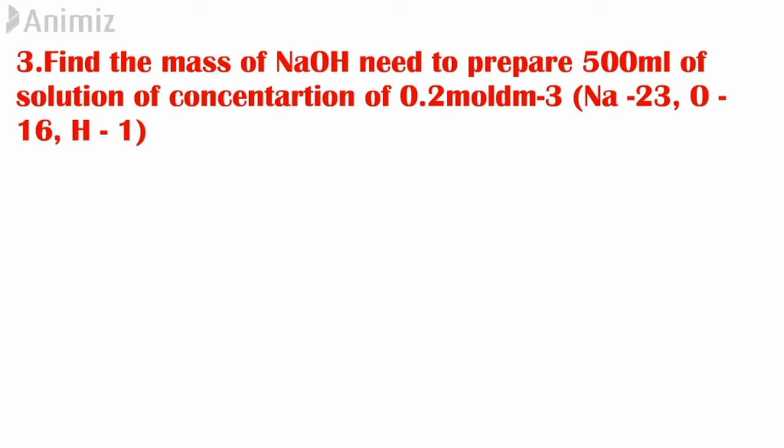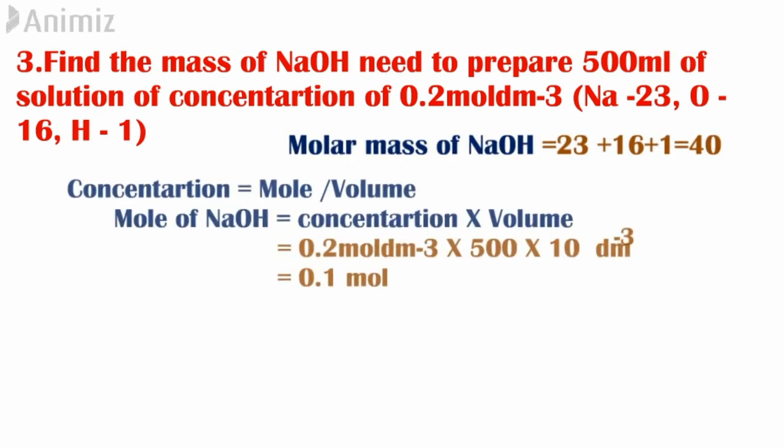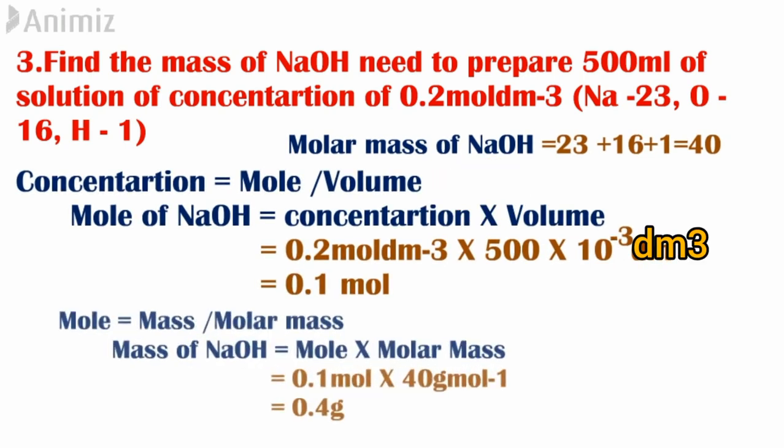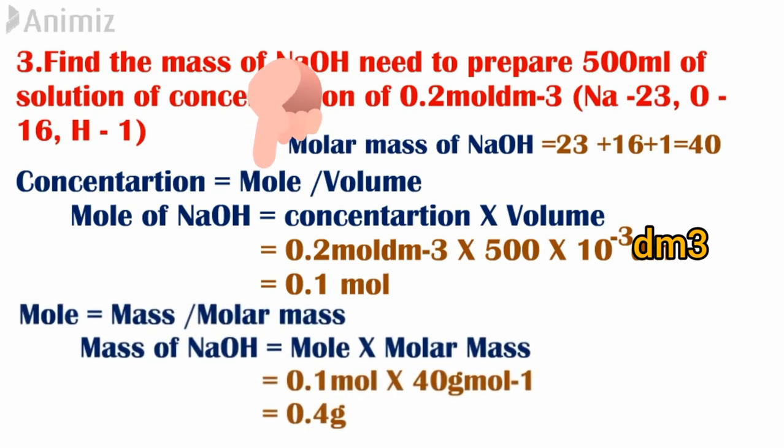Here you have to find the mass of sodium hydroxide which is needed to prepare 500 ml of solution of concentration 0.2 mole per decimeter cube. Let's start with the given data. Here we know the concentration and volume of sodium hydroxide. So you know concentration is equal to mole over volume. So first, you have to find the mole. As we know concentration and volume, mole is equal to concentration into volume, which gives us 0.1 mole.